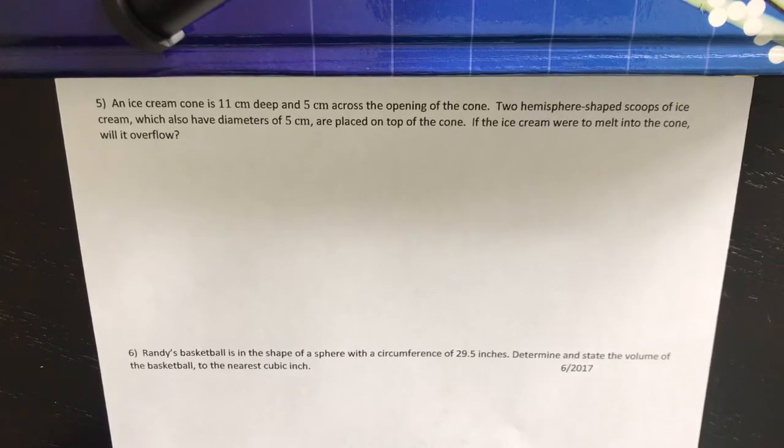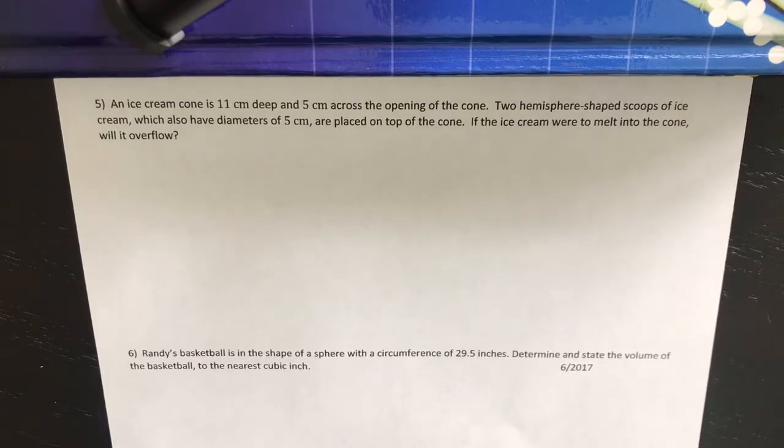Number 5. An ice cream cone is 11 centimeters deep and 5 centimeters across the opening of the cone. Two hemisphere-shaped scoops of ice cream, which also have diameters of 5 centimeters, are placed on top of the cone. If the ice cream were to melt into the cone, would it overflow? Basically we want to figure out the volume of the ice cream and the volume of the cone, and see if it melted, whether it was going to overflow.